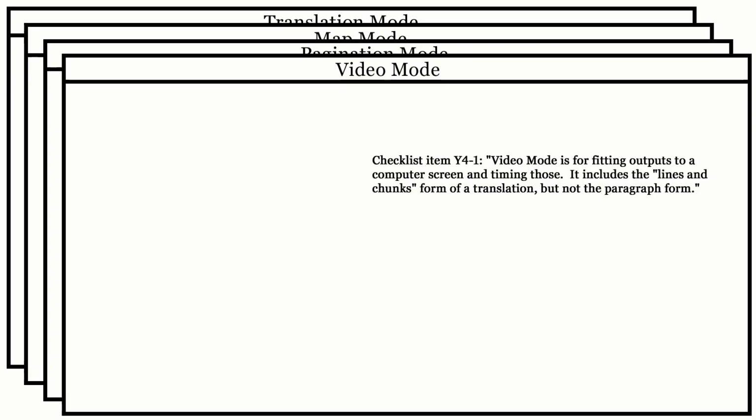Checklist item 4-1, video mode is for fitting outputs to a computer screen and timing those. It includes the lines and chunks form of a translation, but not the paragraph form. Just like pagination mode, it's for the lines and chunks form and doesn't deal with the paragraph form.